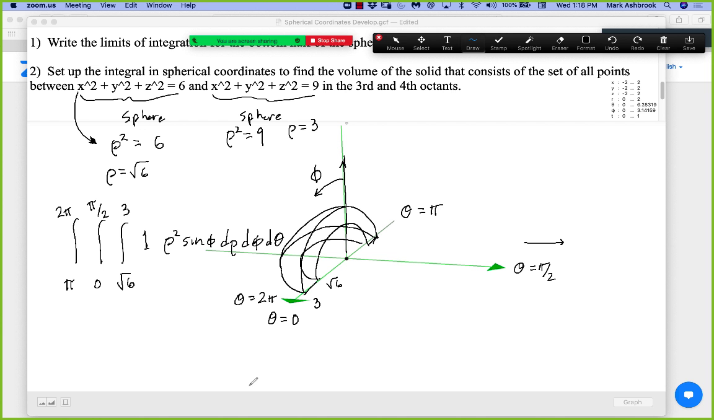Okay, so I think we got it. And I made the function 1, so if we were to evaluate this integral, we would get the volume of the solid, because f is 1.